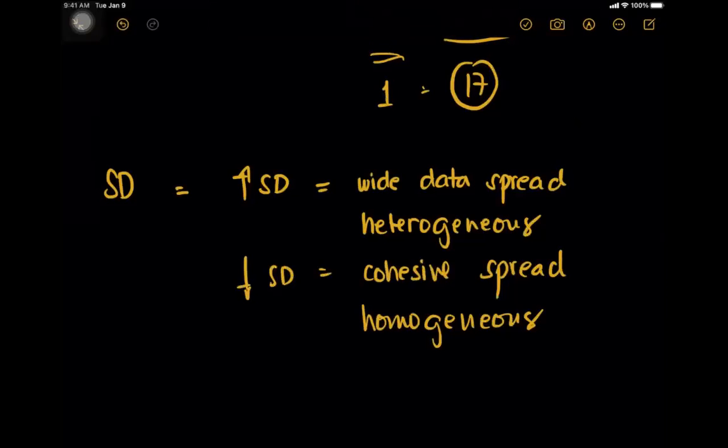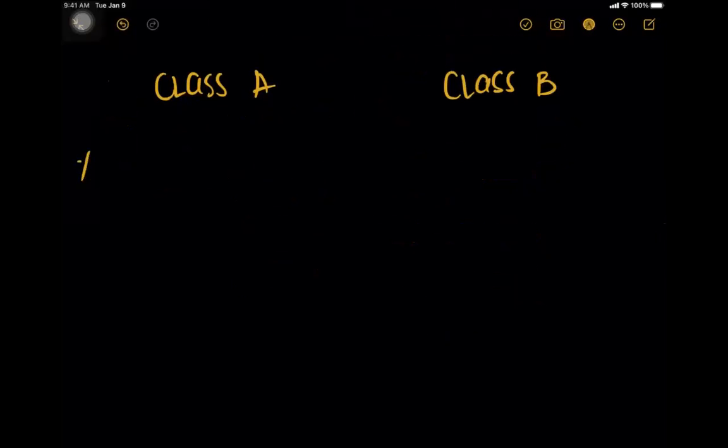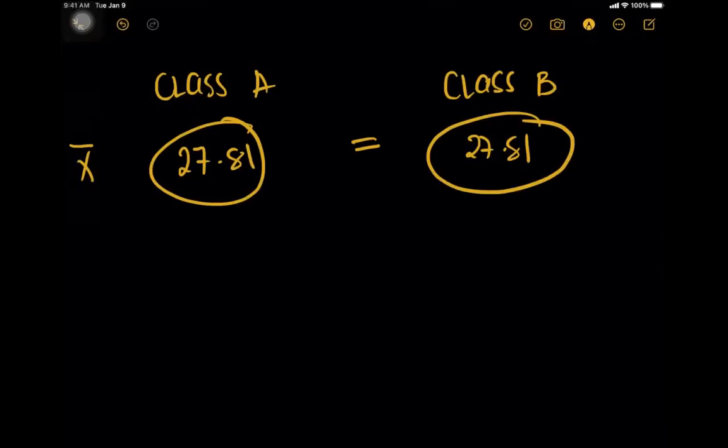All right. Let us put it into a more contextualized perspective. So let's say we have here class A and class B. This is our example. Now let's say the mean score for both classes is 27.81 and 27.81. Just by looking at the mean score, we could say that both classes perform the same because of their similar mean. So both would have 27.81 as their mean.